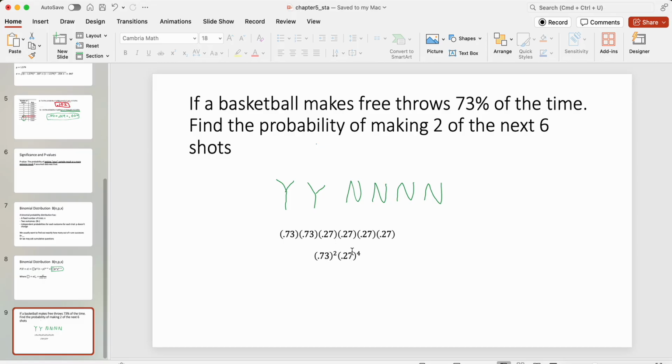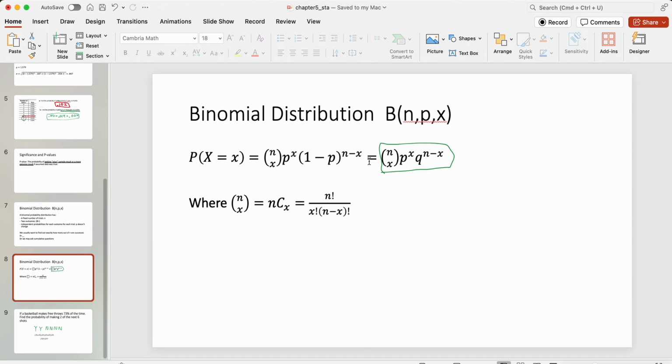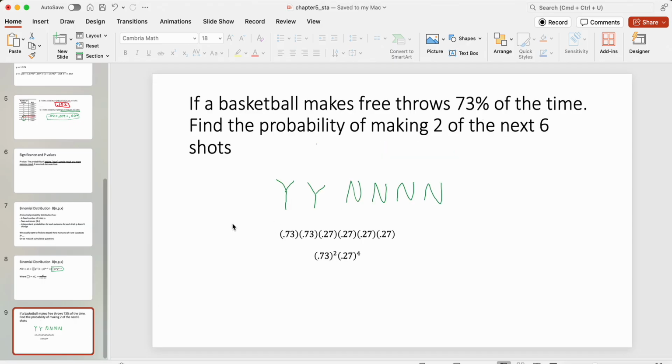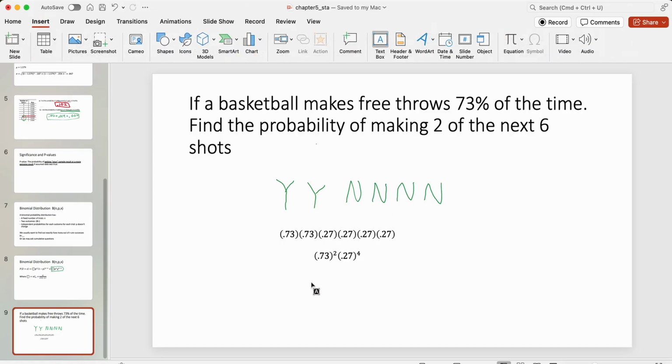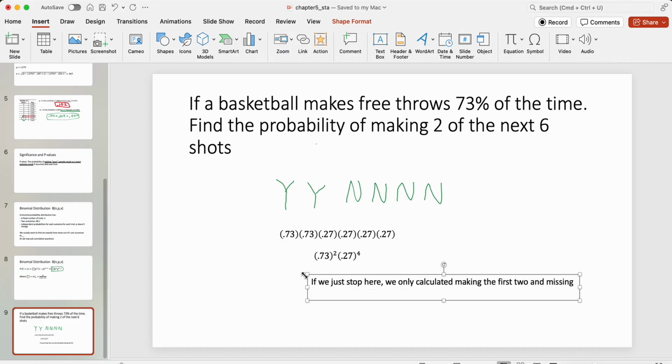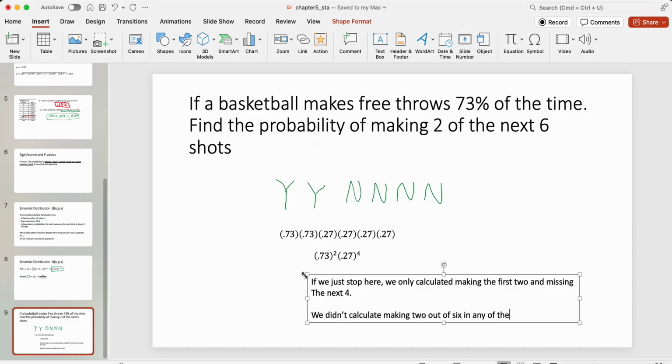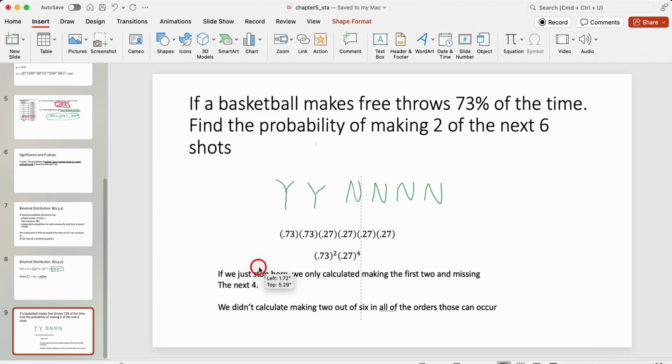Now this is almost correct, and this is kind of your first question, which I'm glossing over, but the teaching here is that this is not enough to be your final answer. Why? Well, because I haven't taken into account this nCx. But why does that matter? If we just stop here, we only calculated making the first two and missing the next four. We didn't calculate making 2 out of 6 in any of the orders those can occur. I guess not any, but all. So we just want to be able to make 2 shots out of 6. And this is only one way that happens, only one outcome.